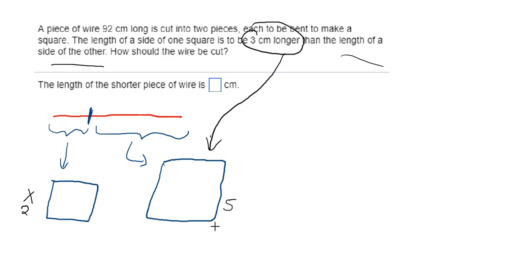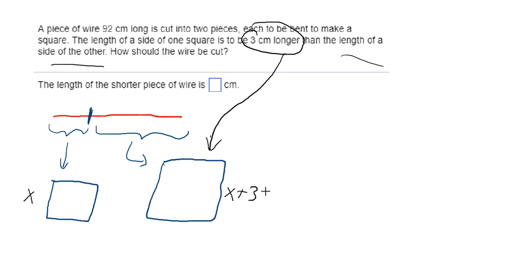It'd have to be 3 centimeters longer. It'd be 3 more than that. If this one was 7, this one would have to be 10, right? So that is the relationship there. So if this one's going to be x, this one will be 3 centimeters longer than that, which will be x plus 3. And what makes a square is the fact that each side has the same length.